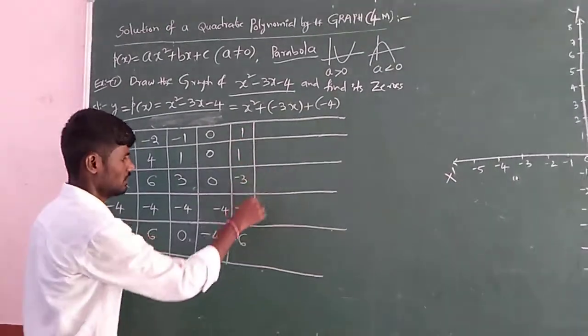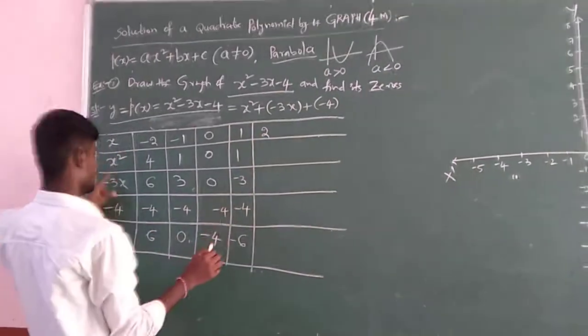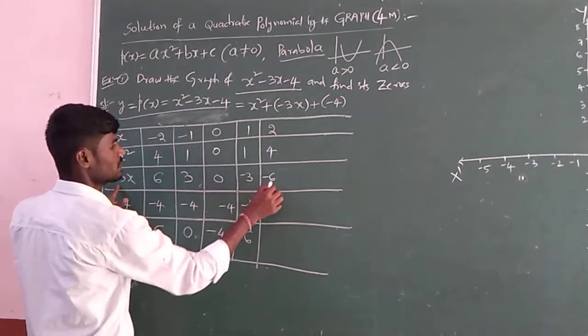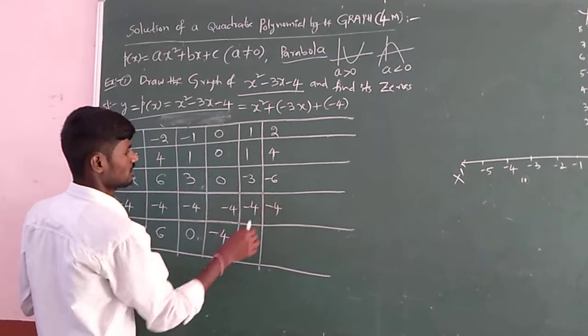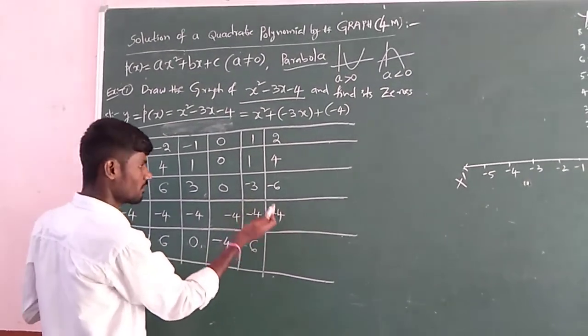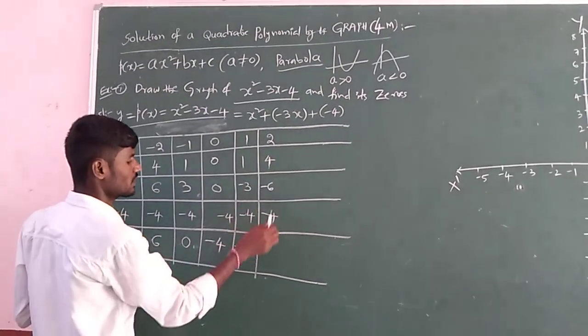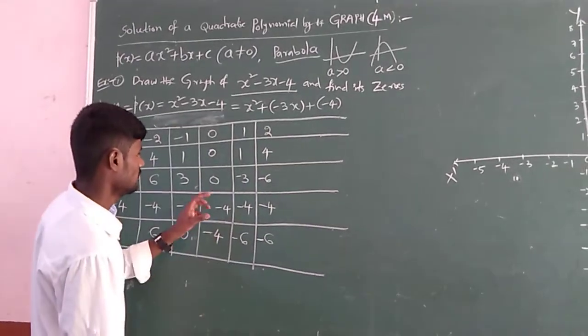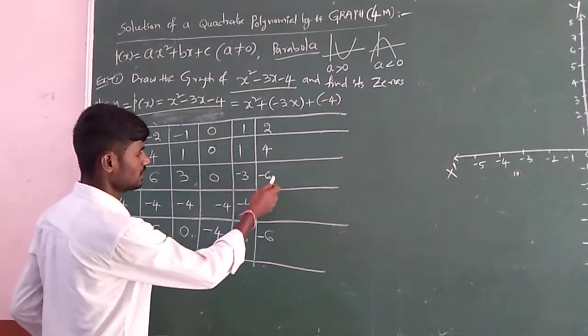Like that. Next value, 2. 2 square is 4. Minus 3 into plus 2 is minus 6. Minus 4 as it is. These two are negative, add them: minus 6 minus 4 is minus 10. Minus 10 plus 4: the difference between 10 and 4 is 6, and 10 is the bigger number, so minus 6. Okay? Next, let us see here.